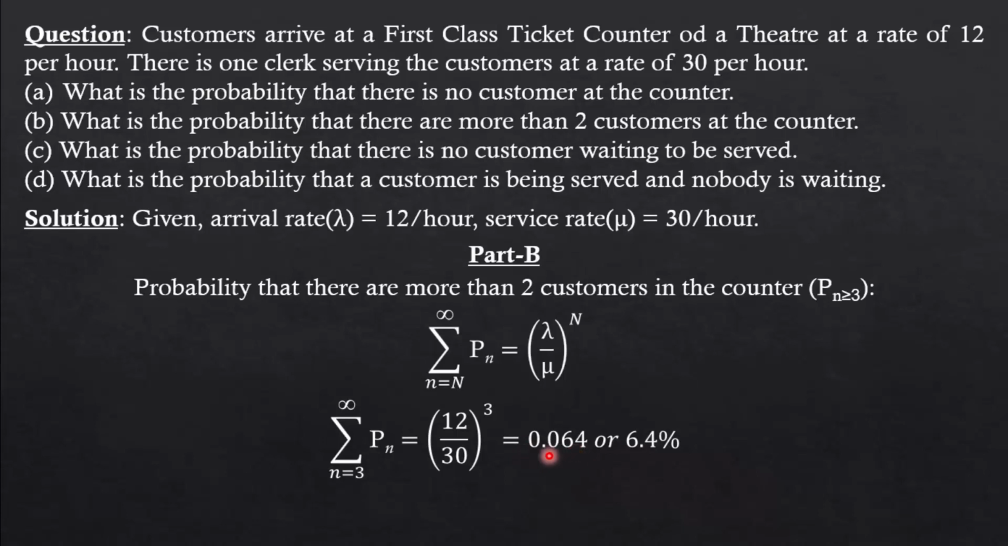and it is coming as 0.064, or we can say 6.4%. So the probability that there are more than two customers in the counter is 6.4%.